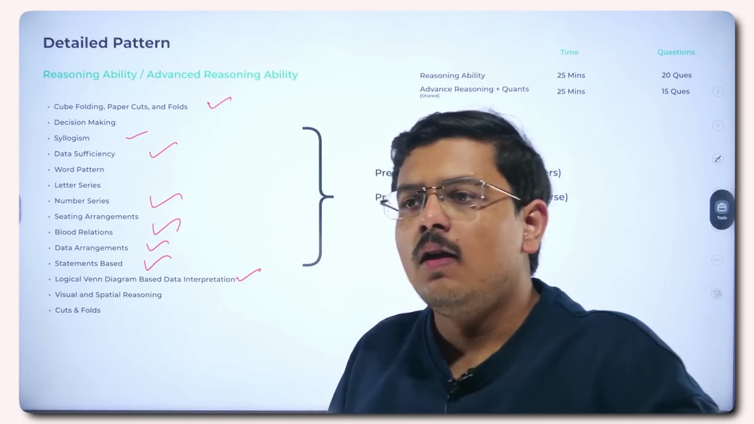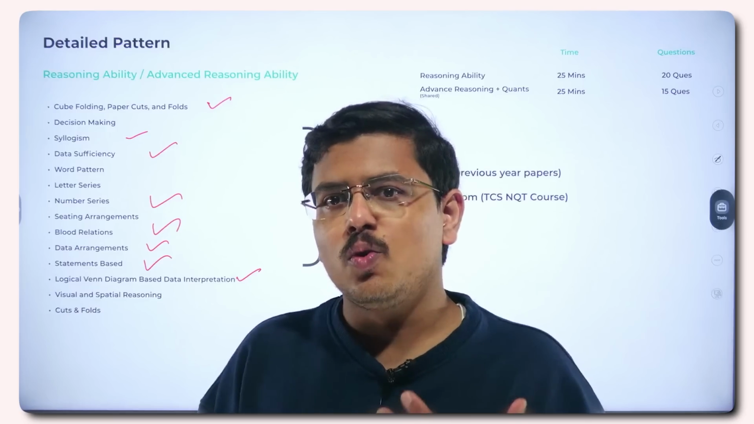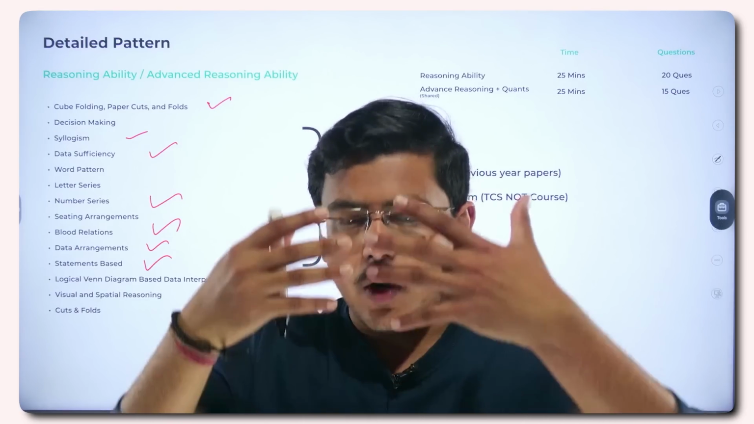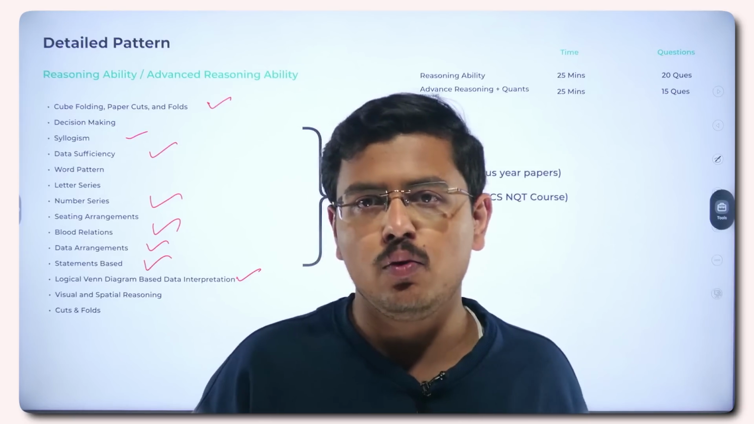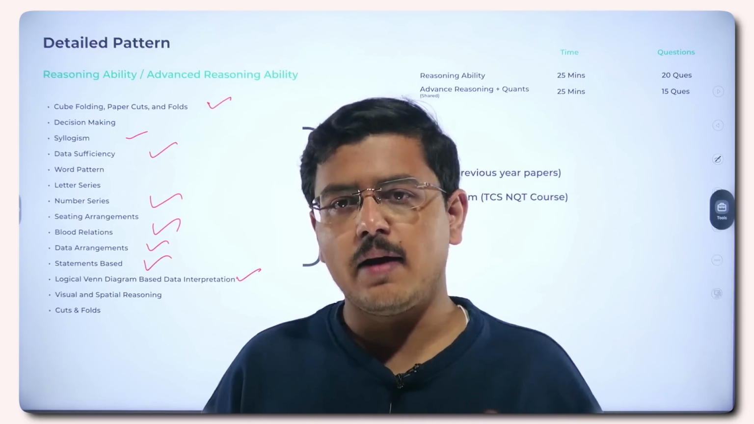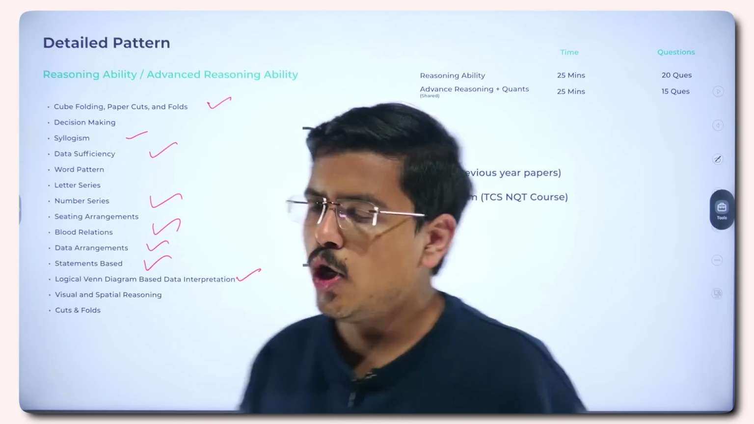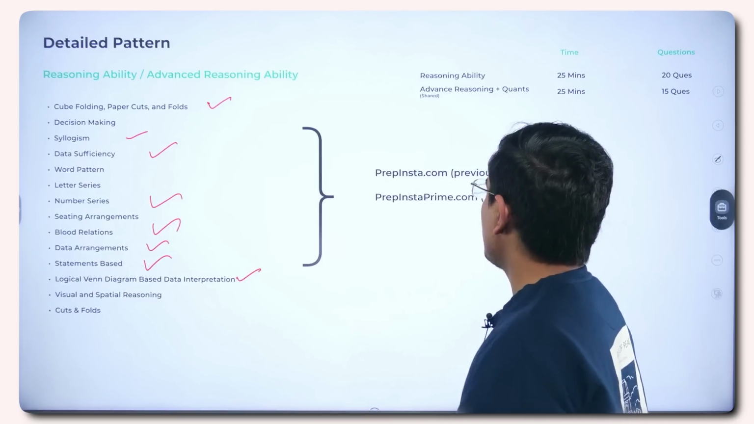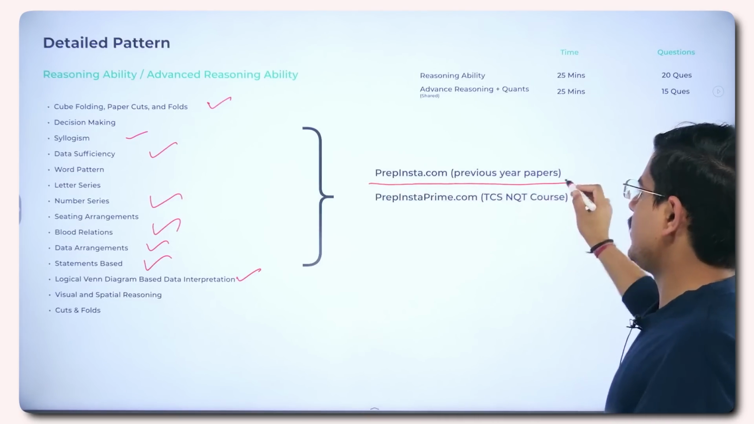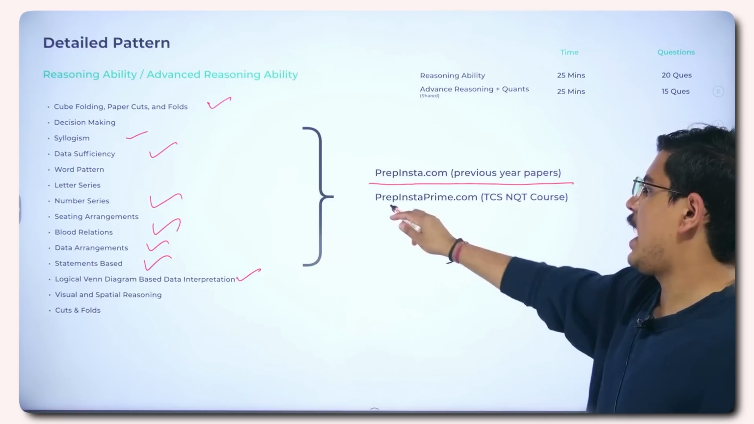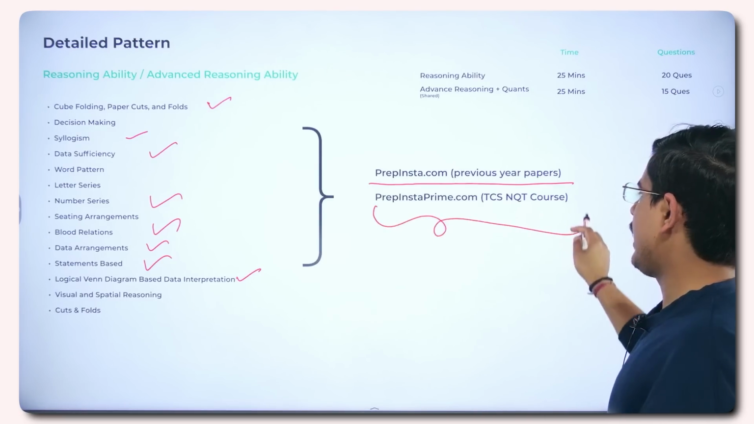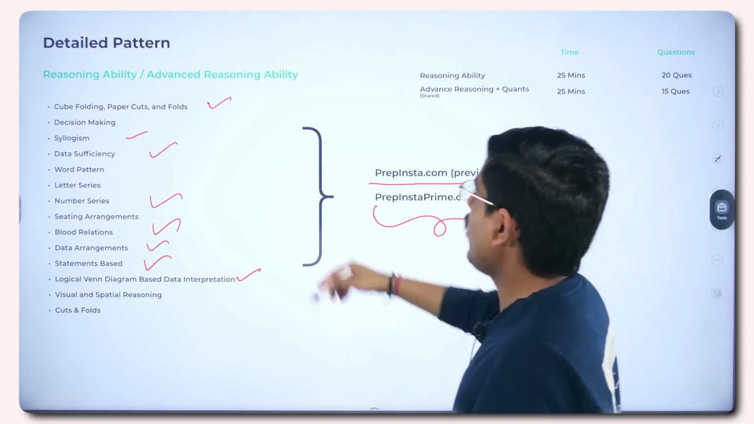You can have a list of topics, but you usually do not have an order of what to cover first for high value in your exam and what to cover later, so that my return on investment is higher. So I'm giving that to you, and alongside that the practice can be done at prepinsta.com previous years. And if you want full length mocks, again the TCS NQT course would help you out.